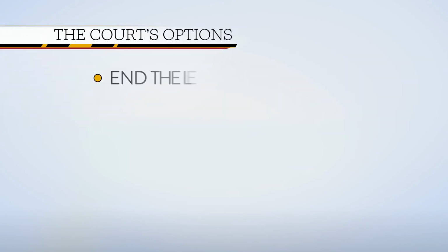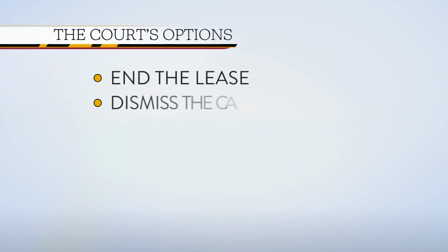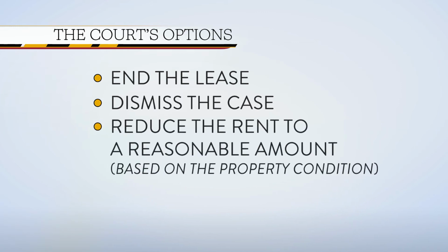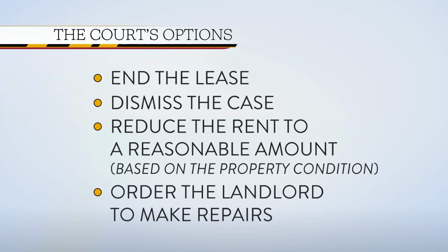The judge may order a range of actions as a result of a rent escrow action or defense. Make sure you know in advance what you want the judge to do. For instance, the court may decide to end the lease or it may dismiss the rent escrow case. The court may also reduce rent due to the landlord to an amount that is reasonable given the condition of the property. Or the court may order the landlord to make repairs. There are several other actions that the court may take.